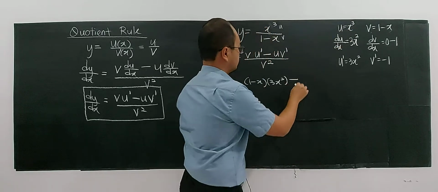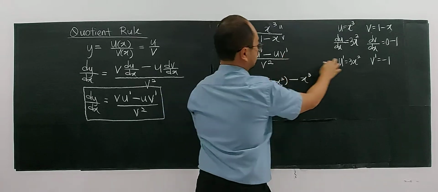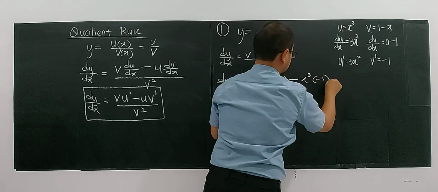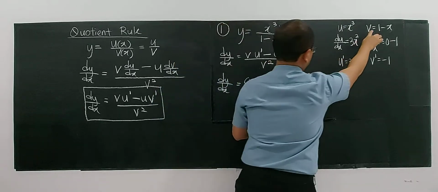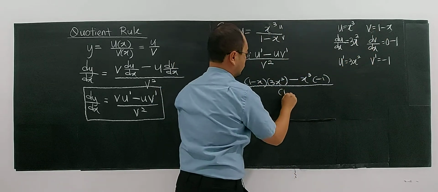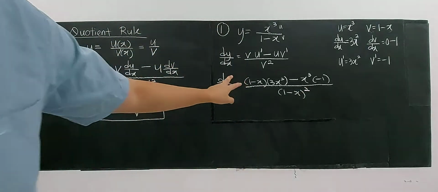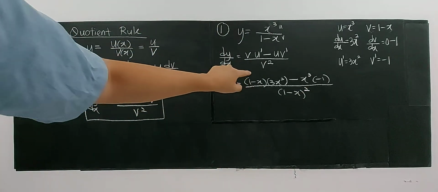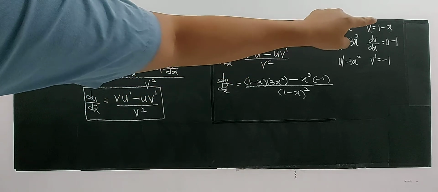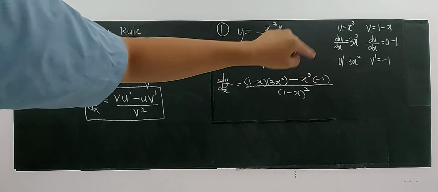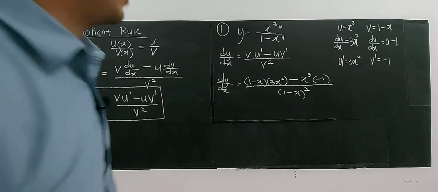Look here, what is the u? U is x cubed. V prime is negative 1. Very easy, right? And v to the power of 2 means 1 minus x, everything to the power of 2. So now you have seen that I applied the quotient rule: v u prime minus u v prime divided by v squared.